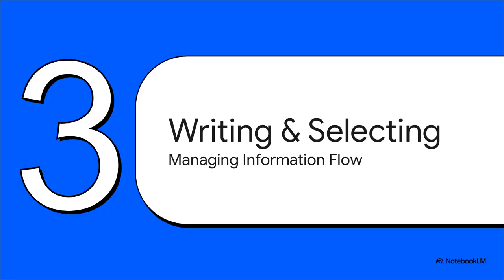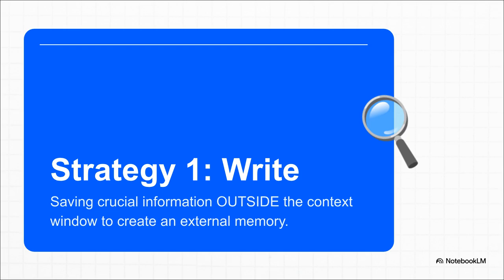We're going to start with the first 2, write and select, because they're all about controlling the flow of information, what goes out of the context window and what comes in. So, first up is write.